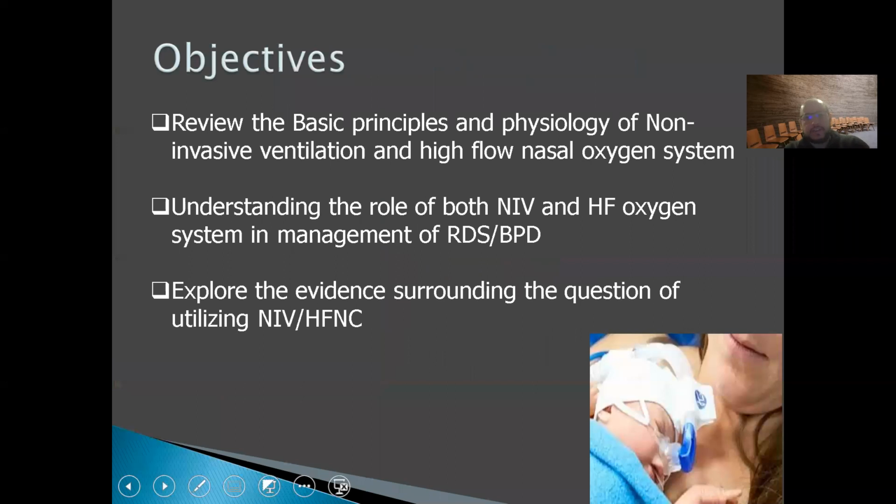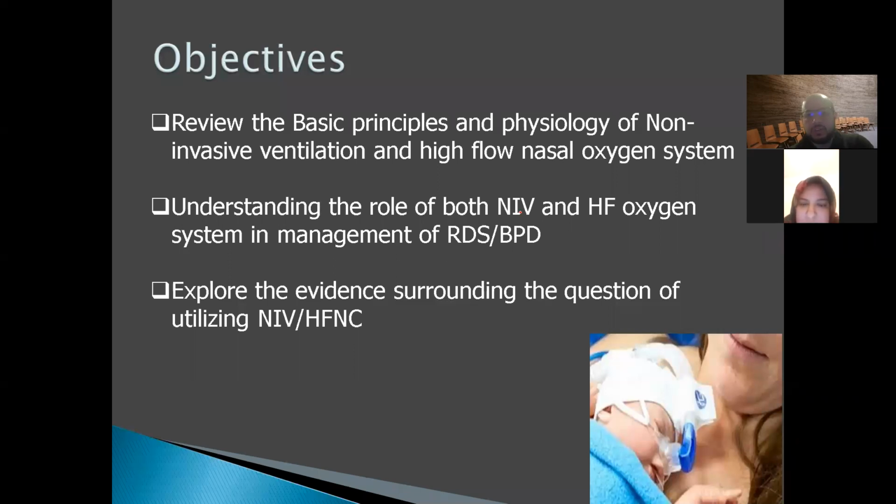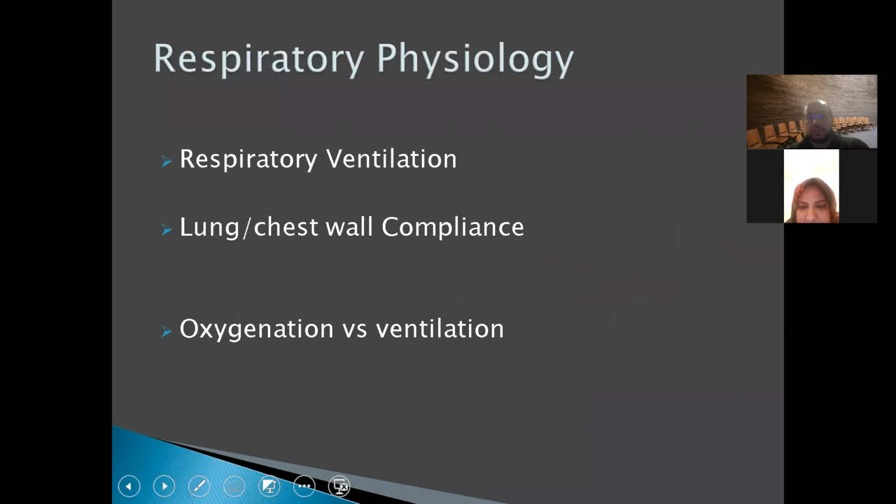Okay, so the objective for this topic is to review the basics and principles. زي ما عودتكم, we're going to talk about the physiology before we jump to the pathology. We're going to understand the roles of non-invasive ventilation and high flow nasal cannula in the management of RDS and bronchopulmonary dysplasia. هي نفسها chronic lung disease. And we're going to see the evidence, if there's any evidence, which one is ones.